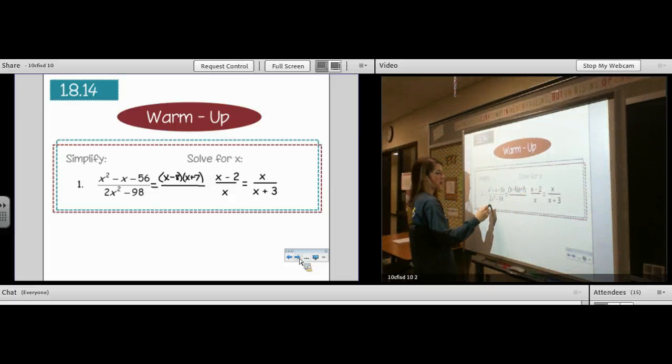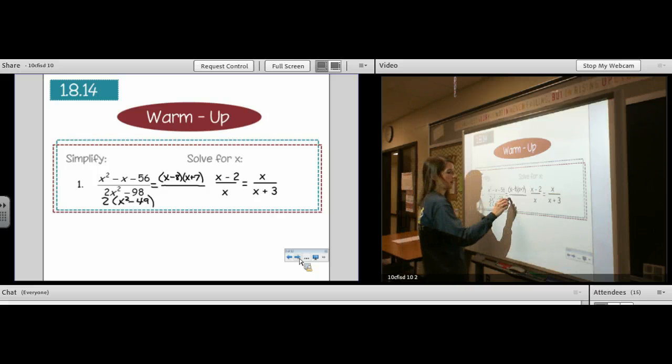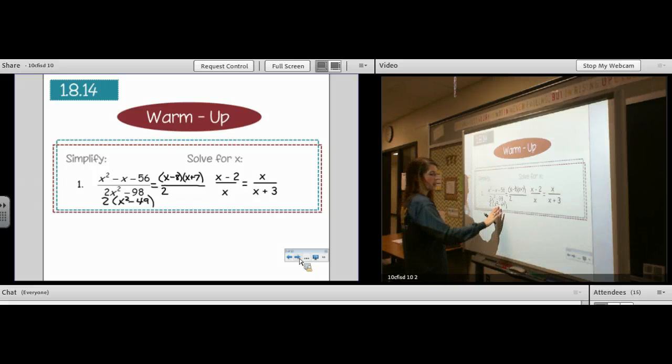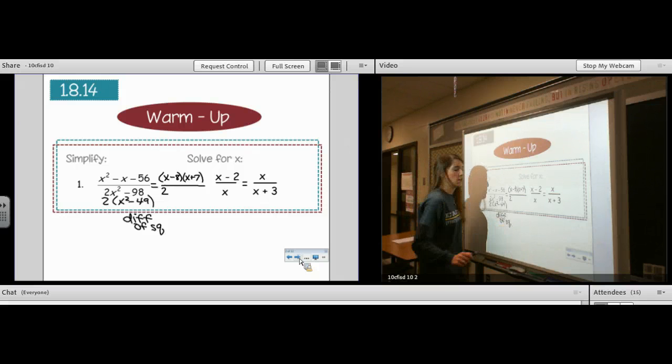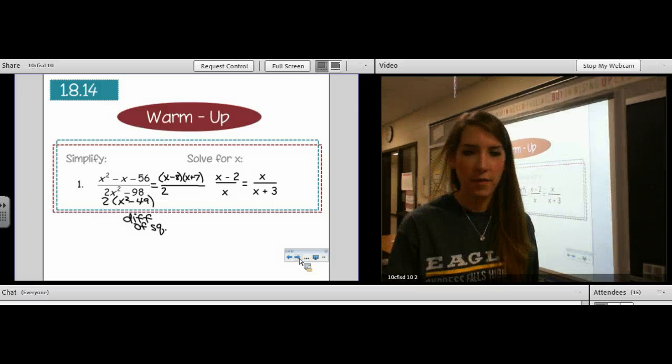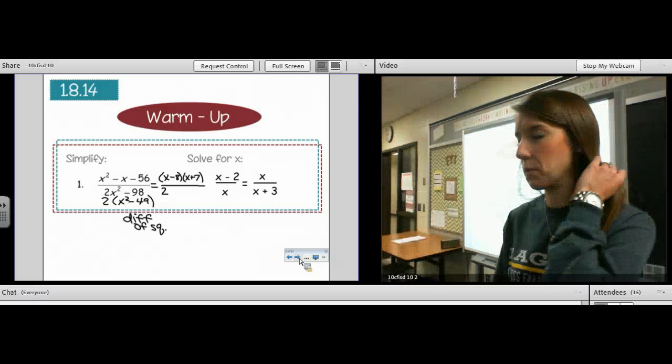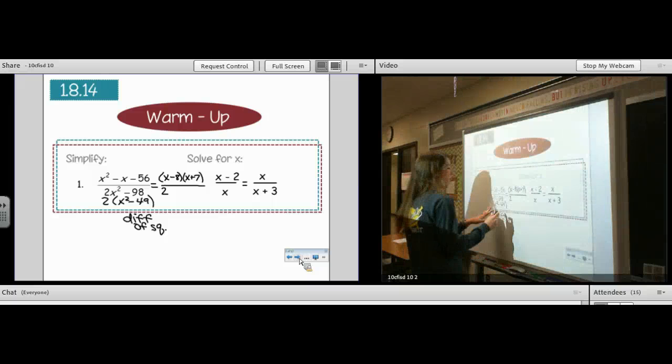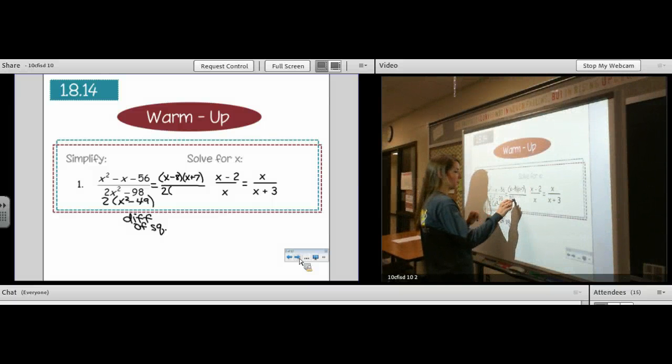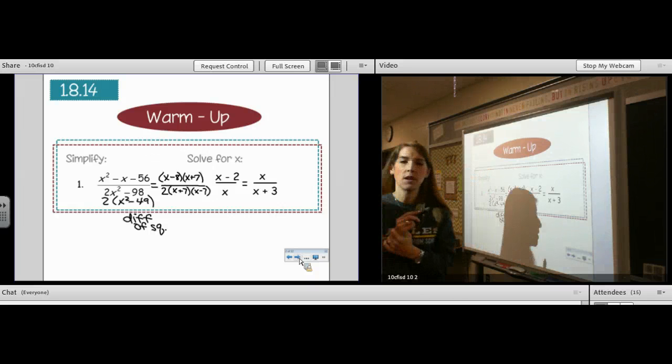And then we go down here. Real quick, I'm going to pull a 2 out. So I've got a 2 here. And then x squared minus 49. This is called a difference of squares. I don't know if you remember that from algebra, a difference of squares. But I promise you it factors into x plus 7, x minus 7.